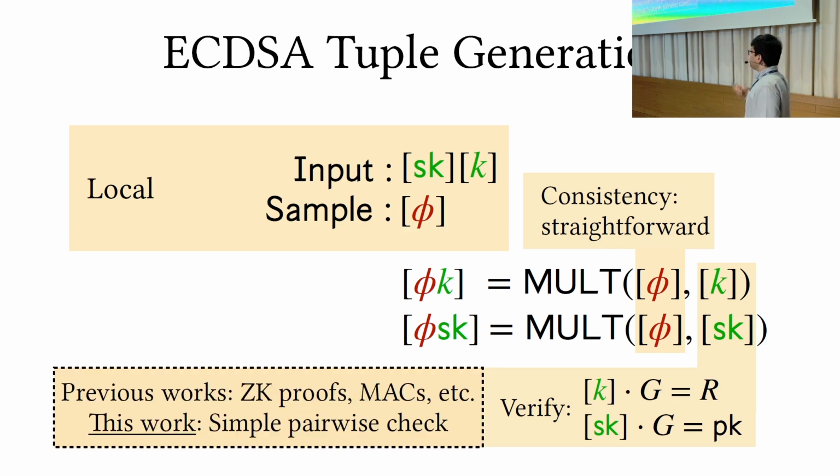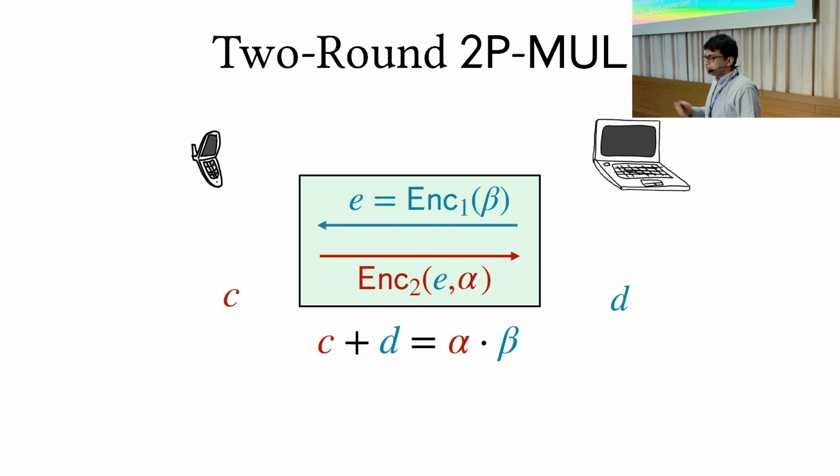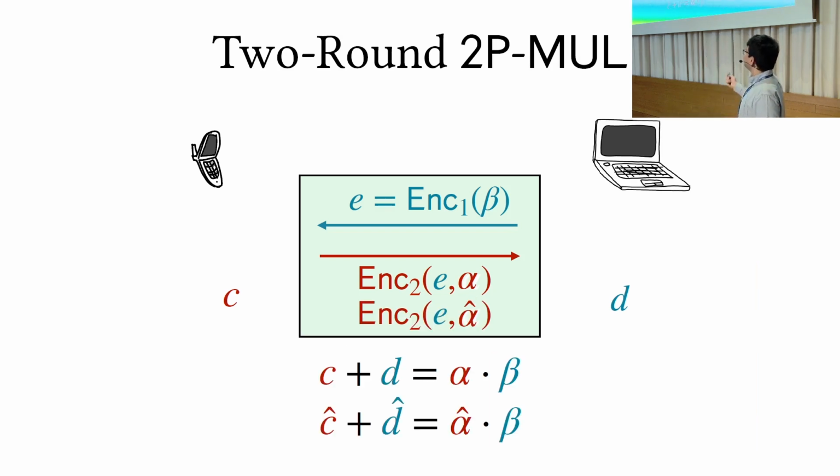So in previous work, this is where people have resorted to using zero-knowledge proofs, proving that ciphertexts are well-formed, proving that commitments are related in the right way, and so forth, or using MACs and some sort of interactive check. And what we show in this work is that it's a simple pairwise check that can verify this fact. And so I'm going to skip over the first one.